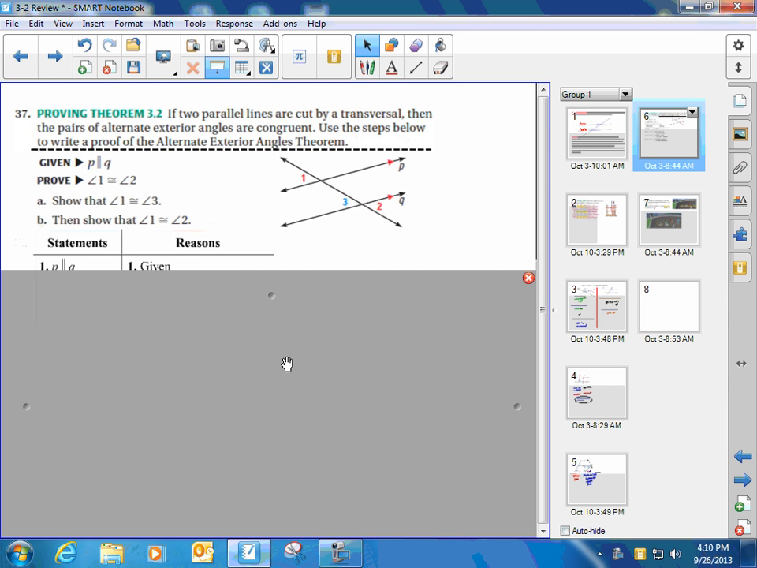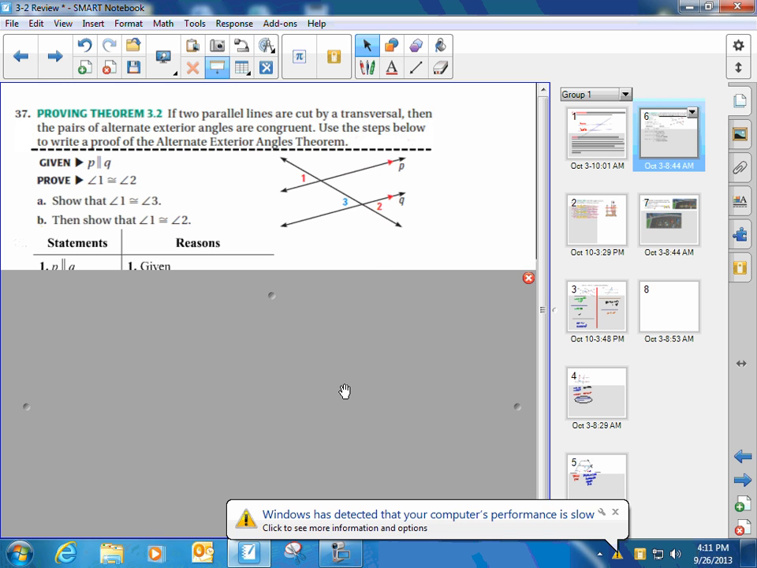Okay, hey, we're going to try to prove the alternate exterior angles theorem, which says that alternate exterior angles formed by a transversal going through parallel lines are congruent. Remember, these little arrows here mean that our lines are parallel. So the book, where this is a problem out of the assignment, gives us a couple of hints.